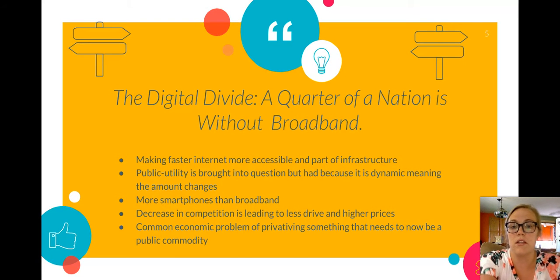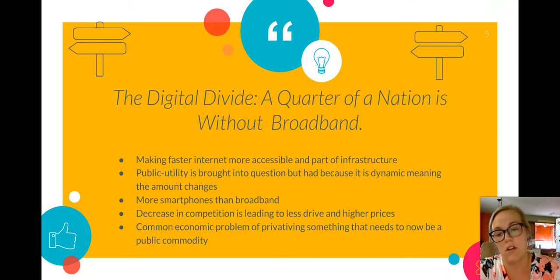The next reading was The Digital Divide, a Quarter of the Nation Without Broadband. I think sometimes we forget the rural places that don't have access to internet. Growing up in a small town, internet wasn't as fast as it was in the city, and that being a disadvantage for those rural parts. I think it was interesting how they talked about internet becoming maybe a public commodity, just like electricity has in the past.